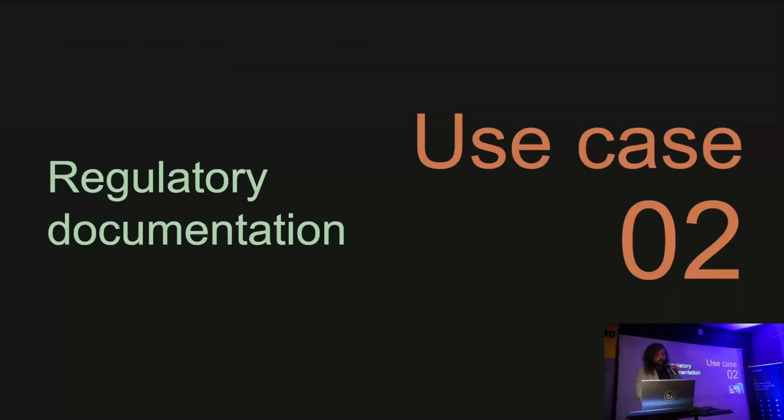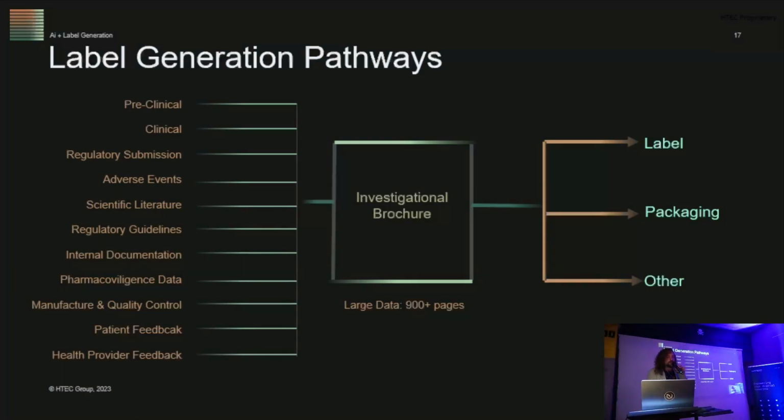So use case 2, when you talk about regulatory documentation of some sort, this is kind of an offering we were giving to a client. I stole this from my sales, hope they won't mind. We are aware of all the things that we can basically improve with ChatGPTs. And we were focusing on the labels, all the information you get included inside, that should be some sort of a summary of this whole investigation brochure.